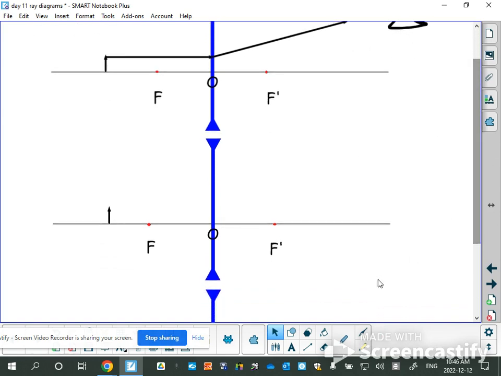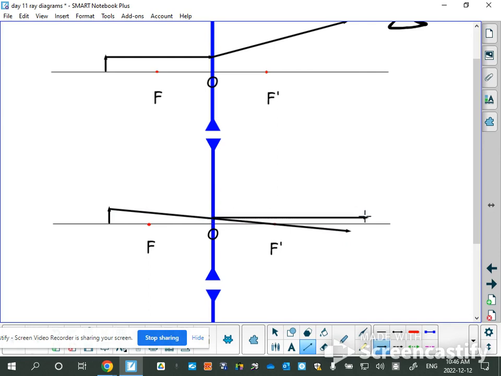Rule number 2. Rule number 2 also uses the secondary focal point. In this case, we're going to start at the top of the object, as always, and we're going to line up our ruler with that secondary focal point. And when it hits the lens, it will go straight out. Now, we actually want to back that off because we actually don't want to draw that last part, right? Because what will happen is the light will go towards that secondary focal point, hit the lens, and straighten out.